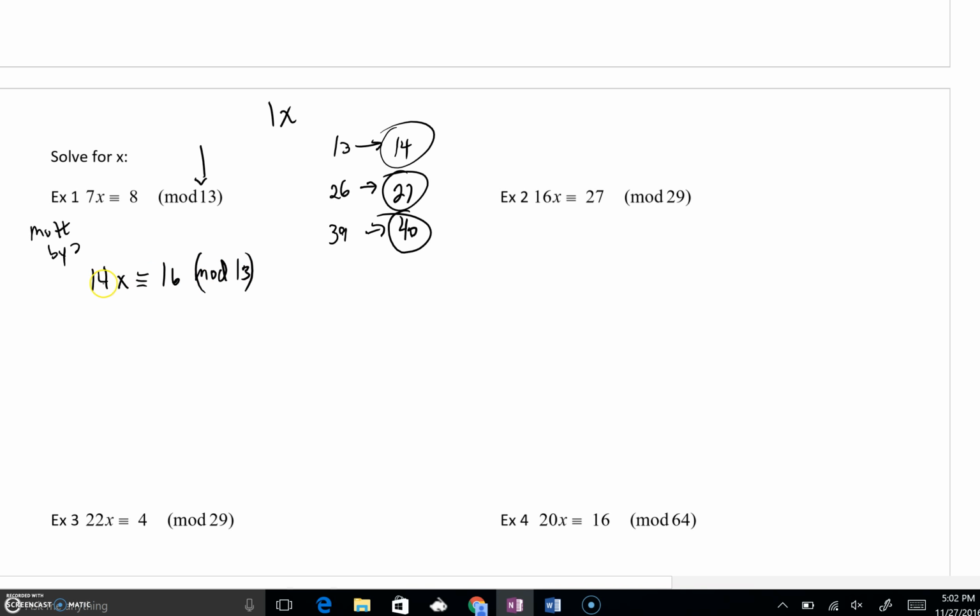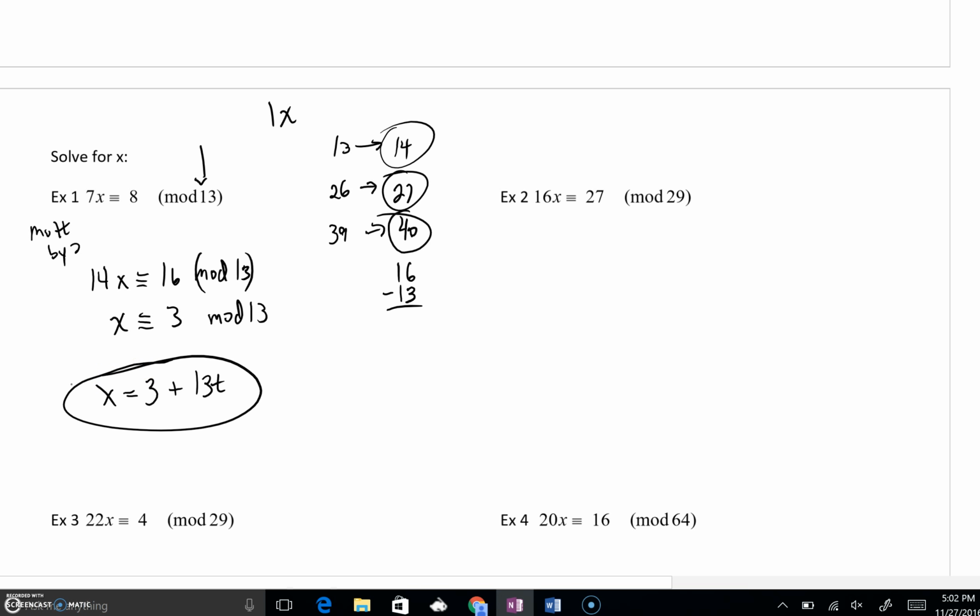But here's the thing, 14, when I divide by 13, I'd have a remainder of 1. And 16, if I were dividing by 13, well, you could even subtract. You can see that you'd have a 3 left over. This would be x is congruent to 3 mod 13. Let's write this out parametrically. X is 3 plus 13t.